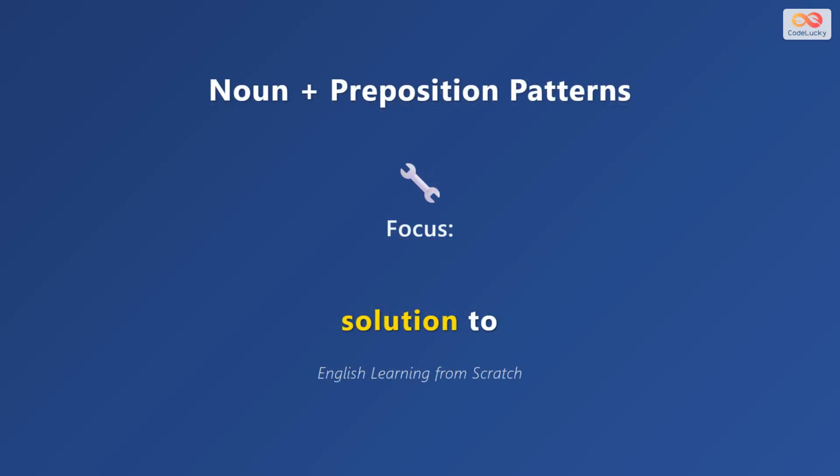The phrase solution to refers to a way to solve a problem or difficulty. For instance, you could say, we found a solution to the issue. Here, solution is linked with the preposition to, which shows what the solution is directed at. Using this phrase correctly helps you talk about solving problems clearly.